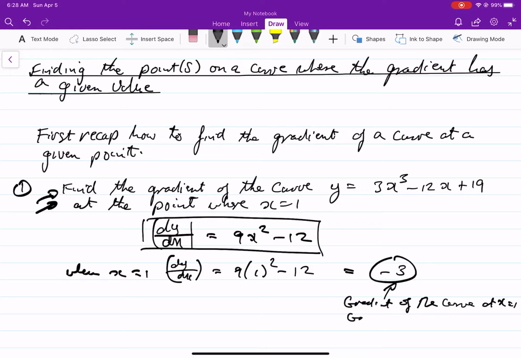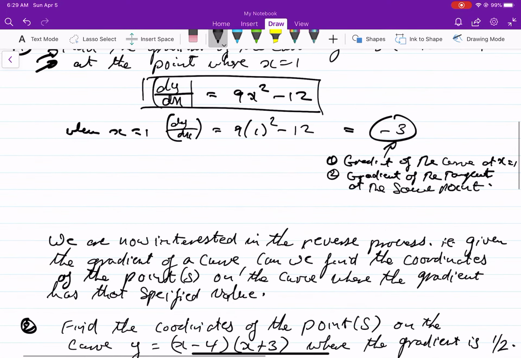It's also the gradient, as you should remember, of the tangent at the same point. Good. So, given a point, or at least the x-coordinate of a point, we can find the gradient of a curve, or the gradient of a tangent to the curve at that point.